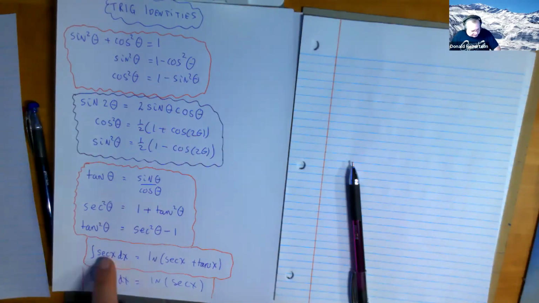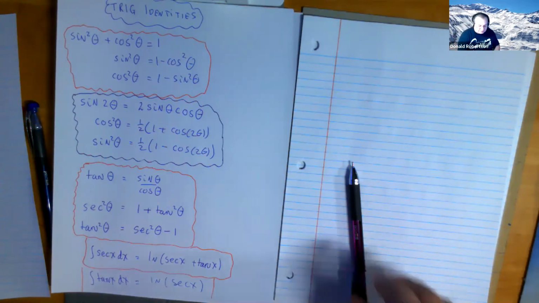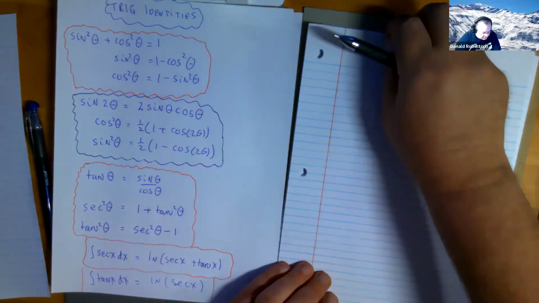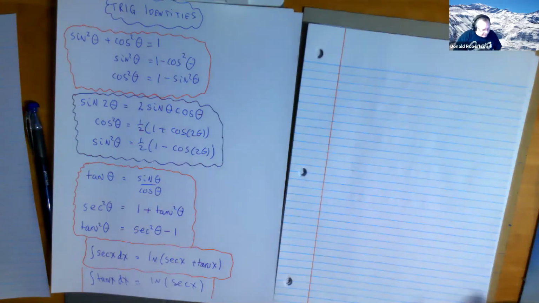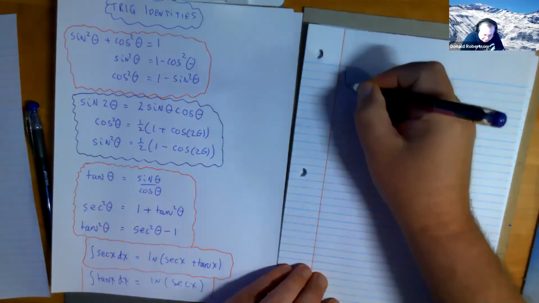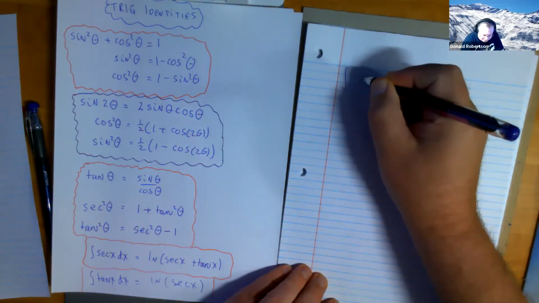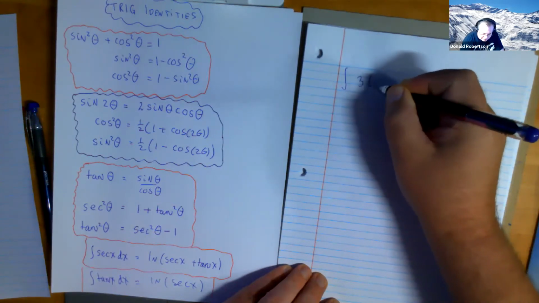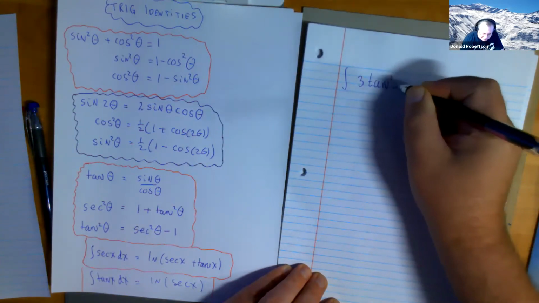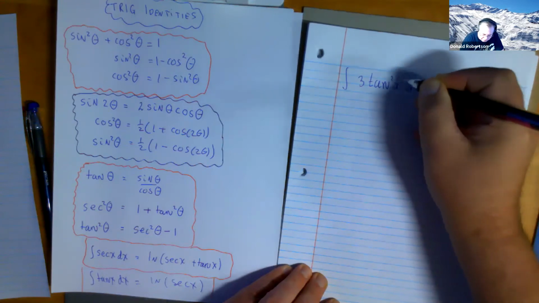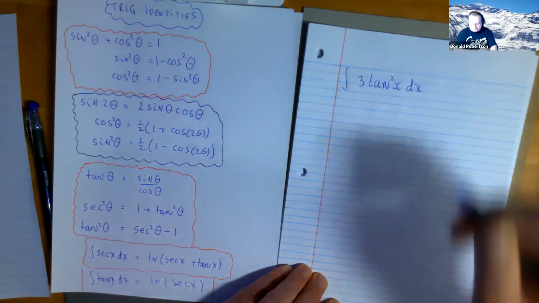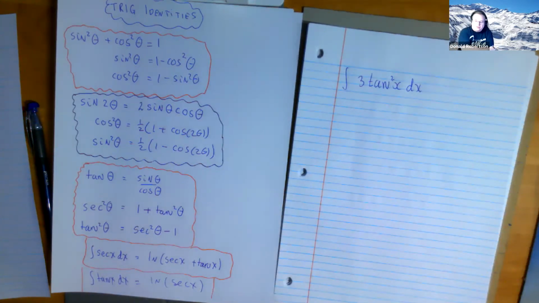Here's a big load of trig identities and a couple of trig integrals at the bottom, which is kind of handy to know. Now, look at this one. Suppose you wanted to do the integral of 3 tan squared.